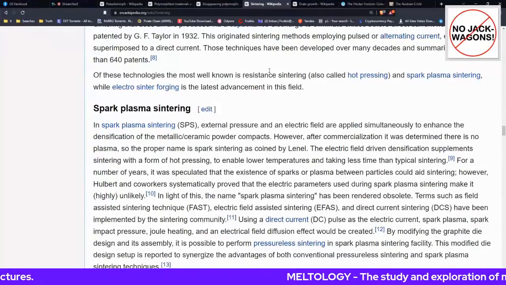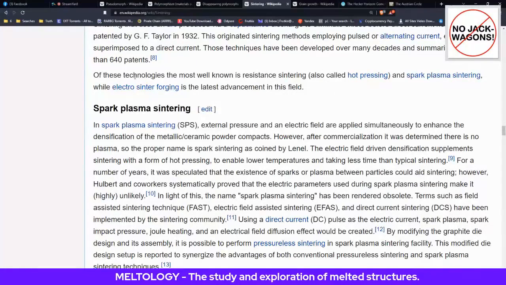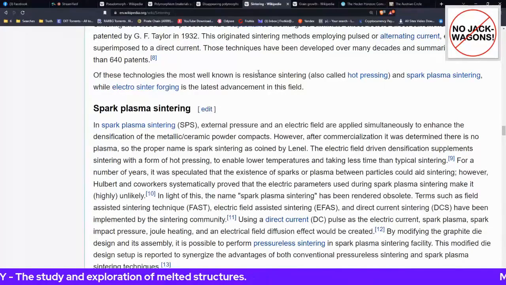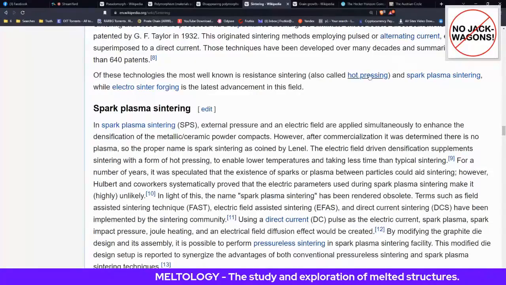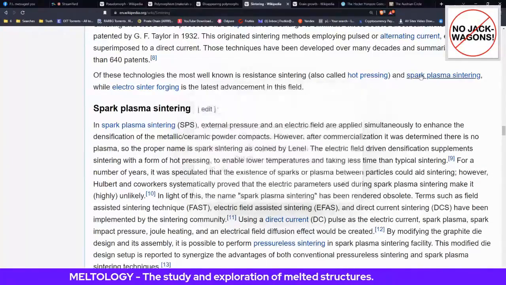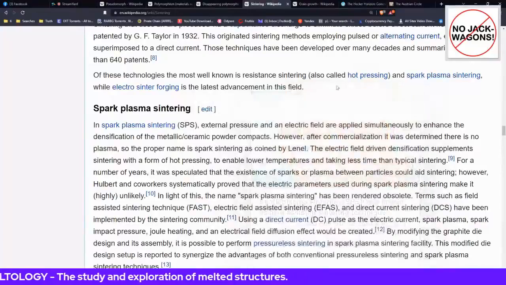This spark plasma thing looks interesting. Yes, that's some of the arcing that we see, where the thing's melting from the top and the bottom, but we get that middle centerpiece that's a pocket of survival. Yes. One of the most well-known technologies is resistance sintering. It's called hot pressing, and spark plasma sintering.